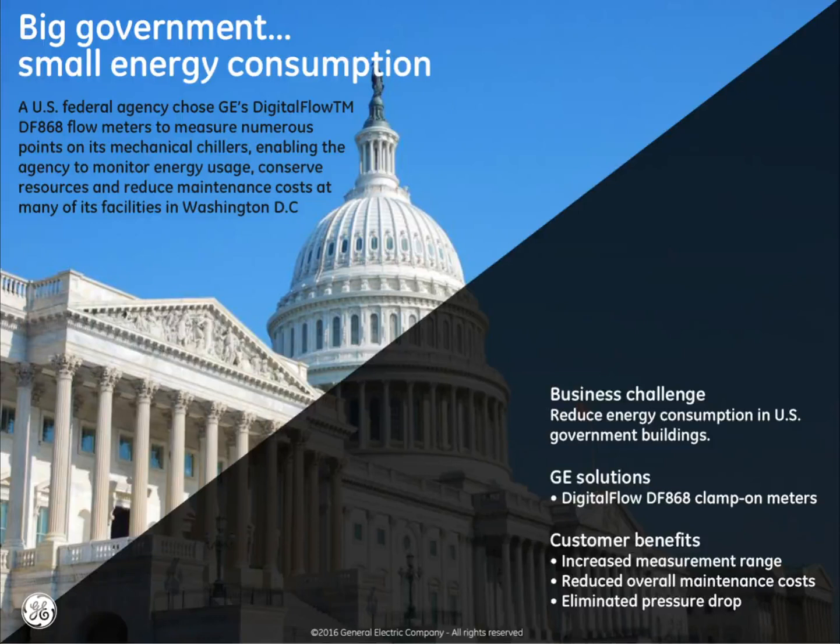GE was able to come in with a PT878 portable ultrasonic flow meter to spot check and validate the expected flow measurement at multiple locations without shutting down the process. After reviewing alternative flow meter technologies, the customer decided to replace their existing permanent flow meters. They selected the GE Digital Flow DF868 clamp-on meter with temperature inputs and internal energy calculations for their buildings. The final selection was based on a wide measurement range, reduced overall installation and maintenance costs, and no additional pressure drop caused by the instrumentation.